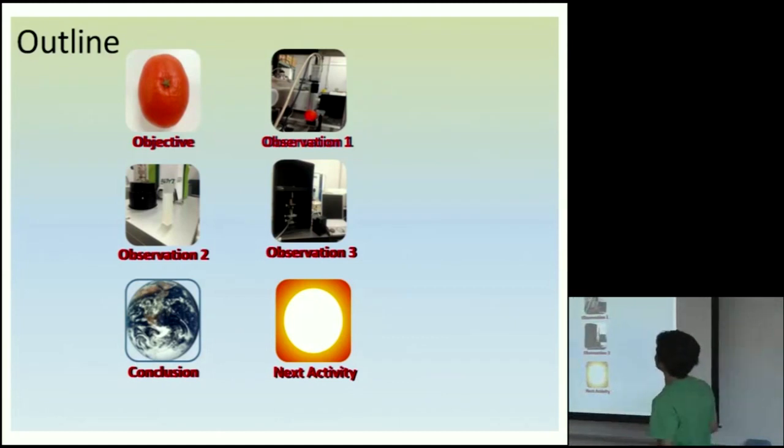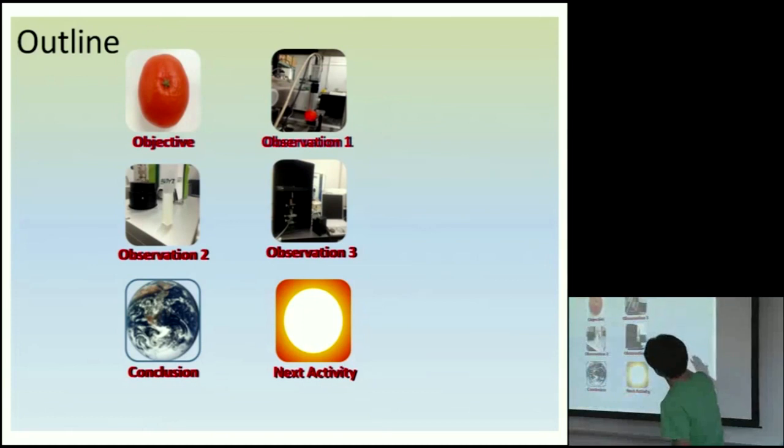Firstly, I want to tell you about my outline: the objective, and observations 1, 2, and 3 that I want to share with you. Observation 1 uses a UV camera, and observation 3 uses UV visible spectroscopy. There are some relationships that I want to tell you about next. In observation 2, I use double beam spectroscopy.